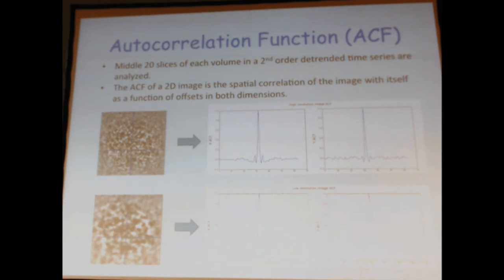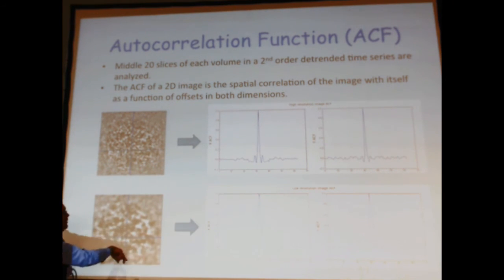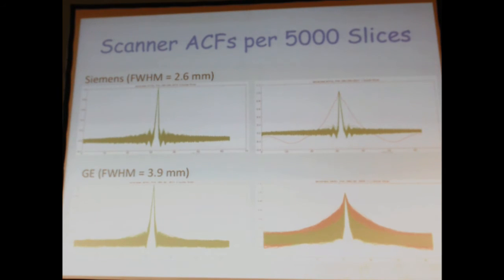And this just shows you, this is a relatively high resolution image. That's the autocorrelation function in X and Y. This is a lower one. You're essentially measuring the size of these blobs. So you can go ahead and do this on the 5,000 slices that we have in our standard resting state sequence. So that's 250 TRs, and we're only looking at the central 20 slices on the phantom to try and avoid some of the geometry issues because it's a sphere.